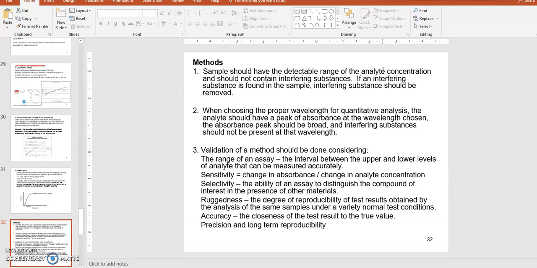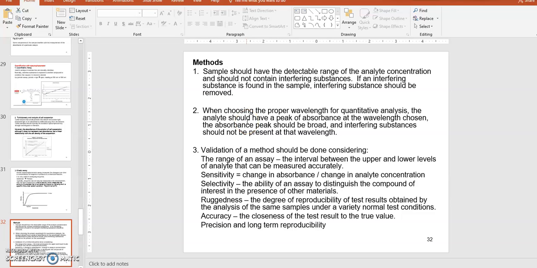Okay, and then anything that bothers the light absorbance should not be there, like any bubbles or any aggregates or anything that hinders the light measurement. If you find something like that, you have to get rid of it before you assay. And then choosing the proper wavelength for your measurement is very important. Okay, so make sure you are using the correct wavelength that absorbs your analytes very well.